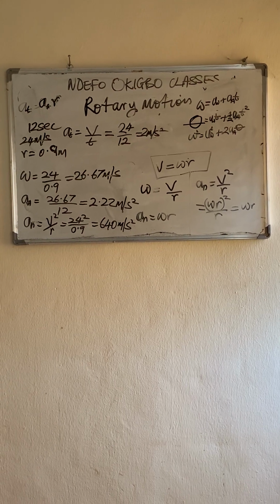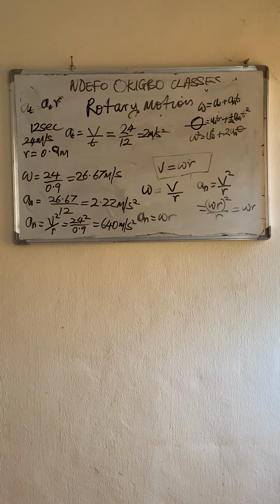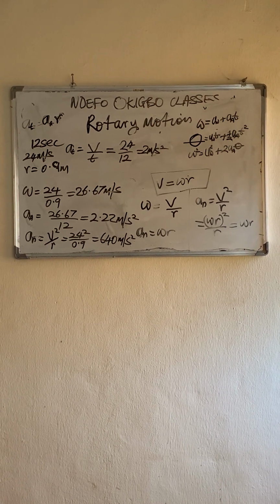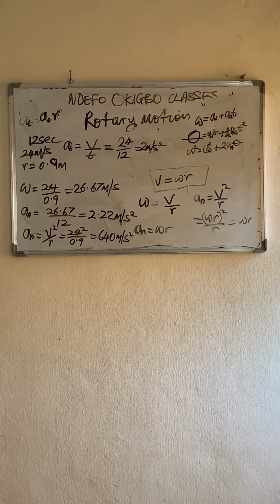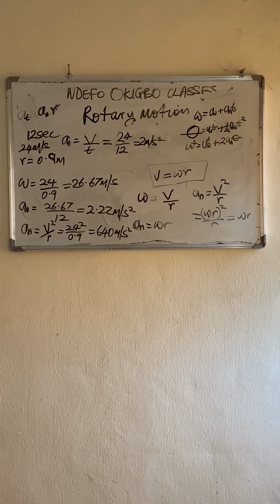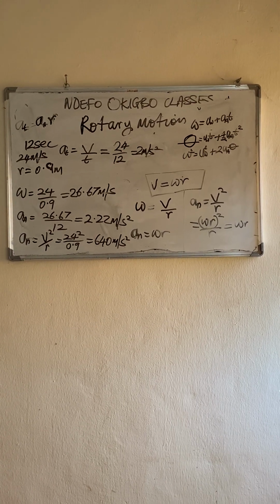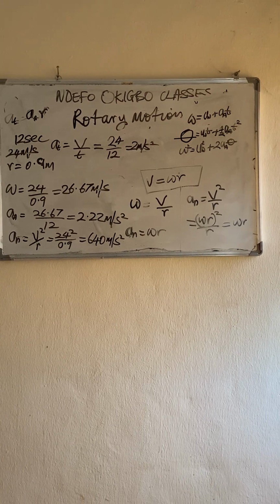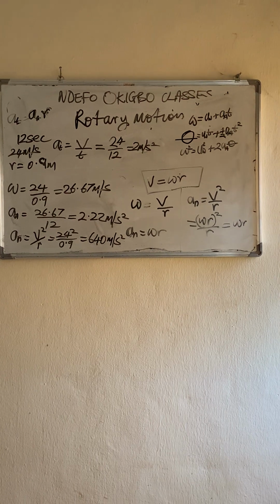And that's what is on the board. The wheel of a vehicle rotated from rest with uniform acceleration. In 12 seconds of rotation, a point on the wheel has a velocity of 24 meters per second. If the wheel is 1.8 meters in diameter, calculate the angular velocity and angular acceleration of the wheel. Also find the normal and tangential acceleration of the wheel at the end of the 12 seconds.